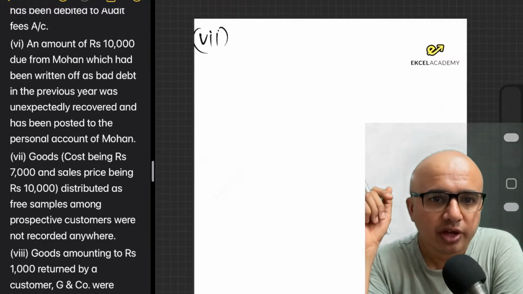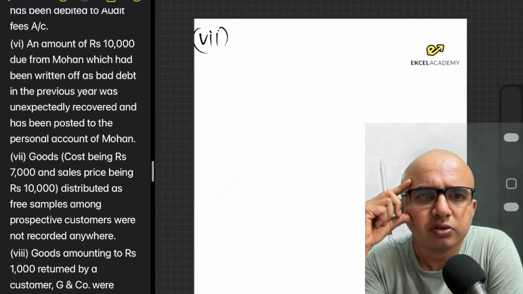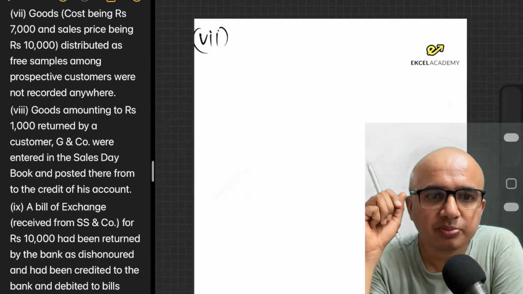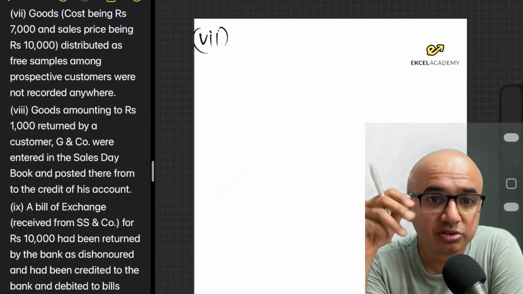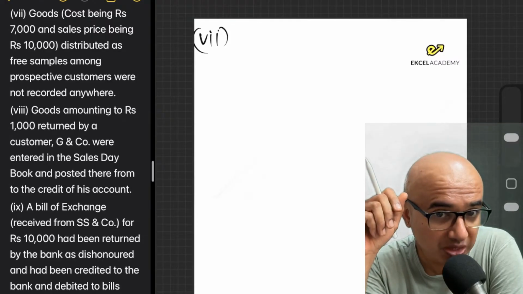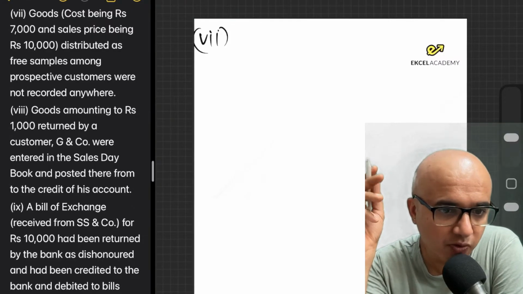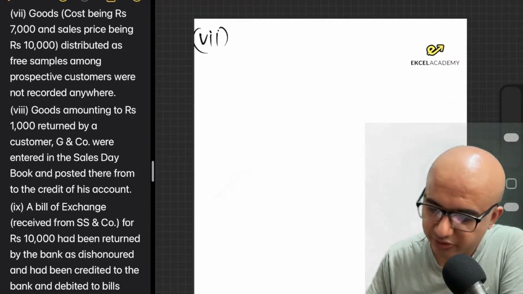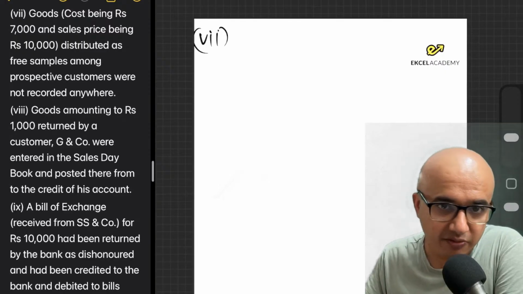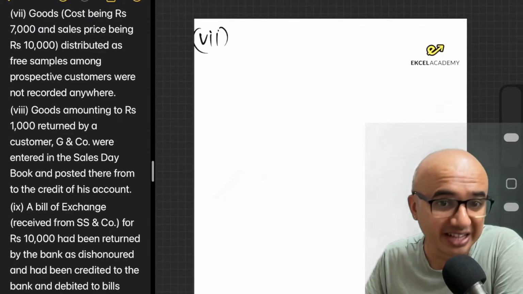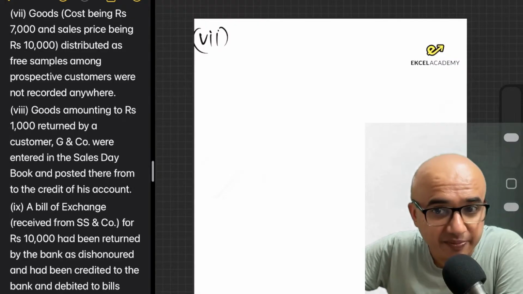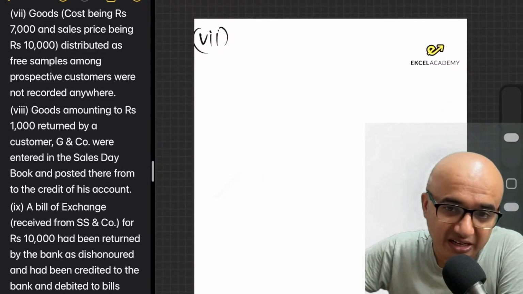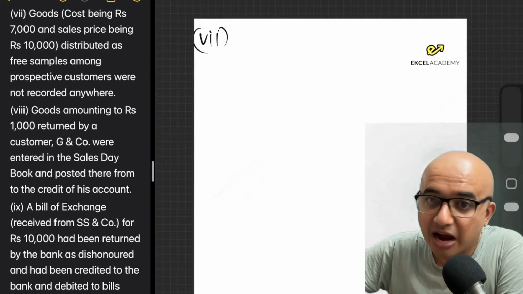What do we have here? An amount of 10,000 due from Mohan, which had been, oh, that's done. Sorry. Goods cost being rupees 7,000 and sale price being rupees 10,000 distributed as free samples among prospective customers were not recorded anywhere. Okay, error of omission. Let's see. The entry which we were supposed to record, in this case, we have to record at cost price. We can't record it at sale price because it's not as if we are selling. We are only using those goods which we had earlier bought for sale in advertisement.